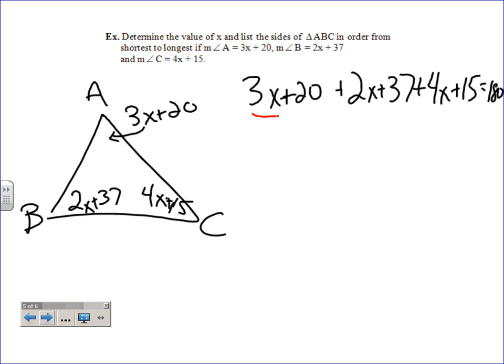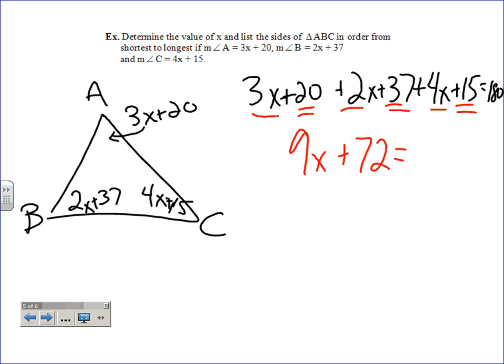So we got 3x, 2x, 4x. How many x's are we looking at? 9. And then we got 20, 37, and 15. What is it? Are we sure on 72? I've heard a variety of answers. I know it's early, but come on now.